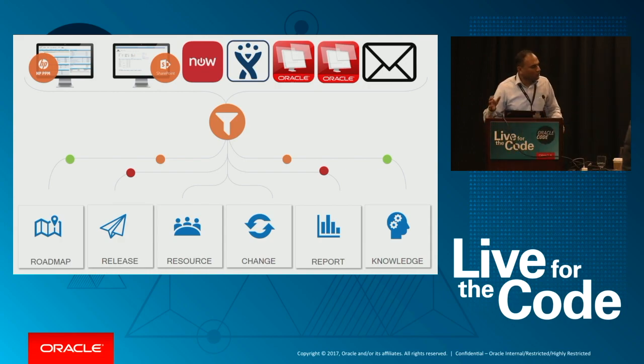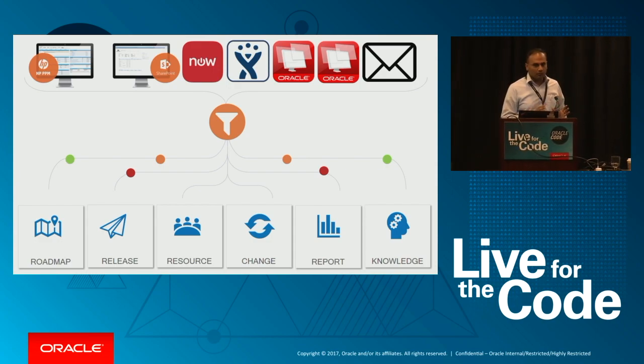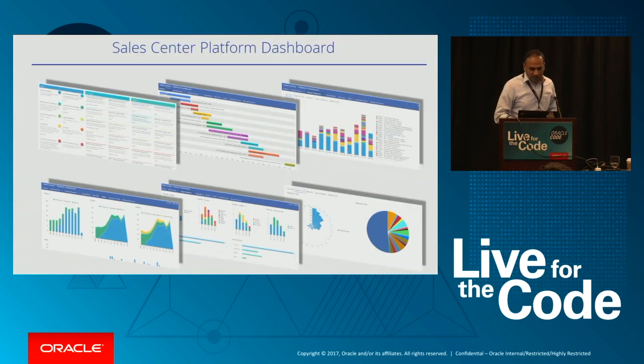So what was needed was a centralized place to manage our products, to manage the requests, and have a product management solution in place. So that's what the use case was. I wanted a place where I could have roadmaps, releases, resources, change management, and reports, and everything tracked in one place. With that in mind, what we came up with eventually looks like this.